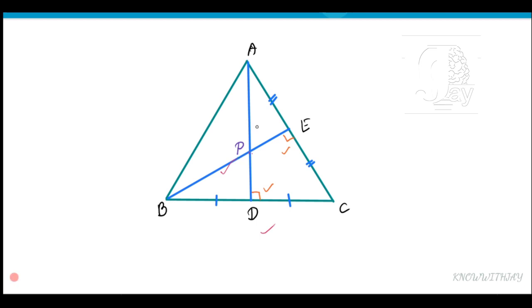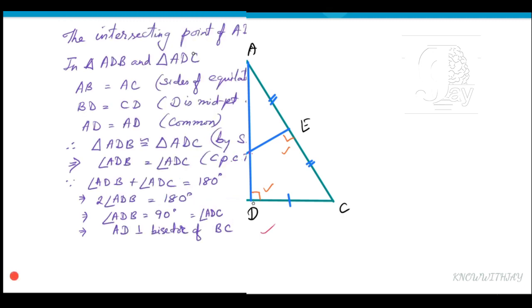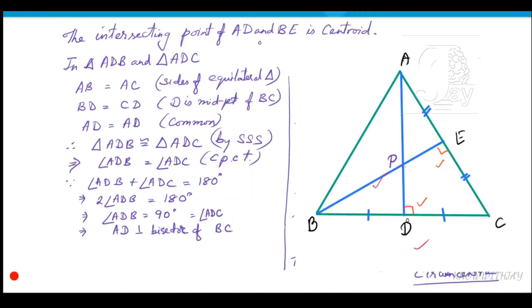Now we need to prove that these two are also perpendicular bisectors of the sides. AD and BE are the medians, so they intersect at the point P, which is known as centroid. Okay, so in triangles ADB and ADC, we can see that AB and AC are equal, BD and CD are equal, AD is common, and so triangle ADB is congruent to triangle ADC by the side congruency criteria.